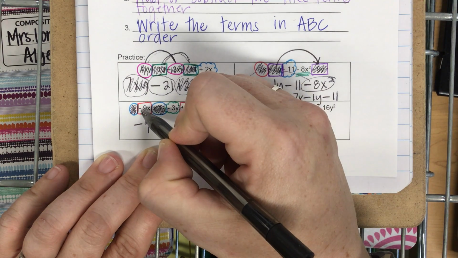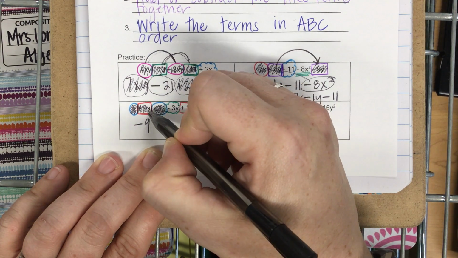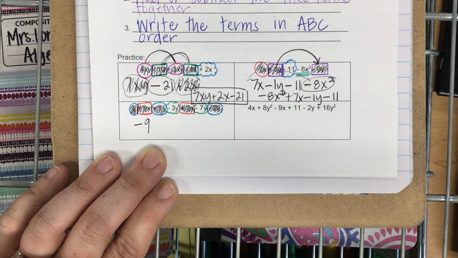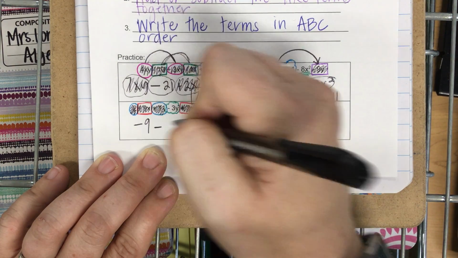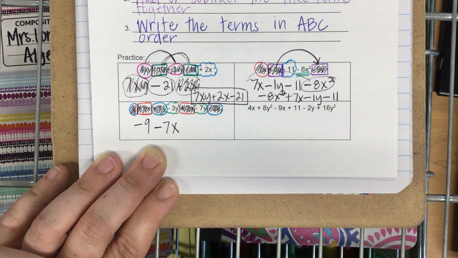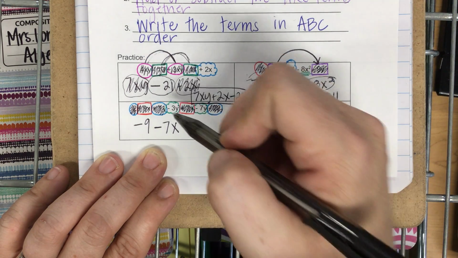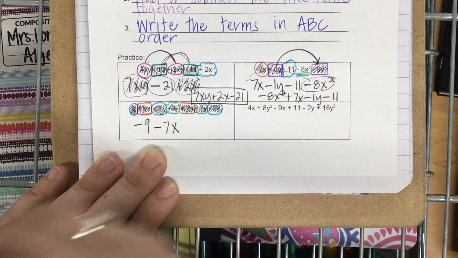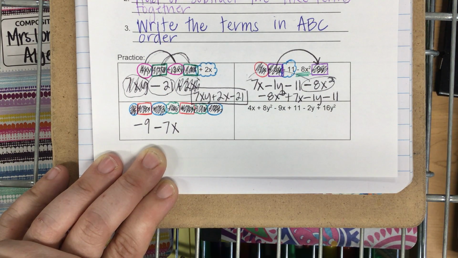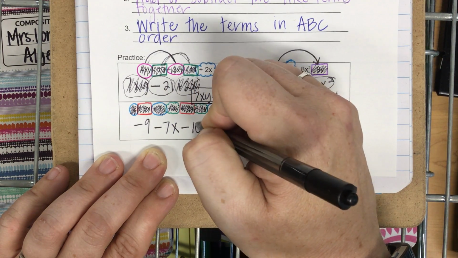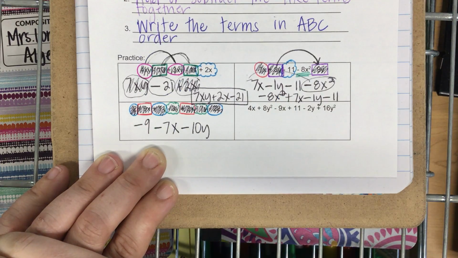I'm going to do negative 9x plus 2x. What's negative 9x plus 2x? Negative 7x. Then I'm going to do my next set of terms, negative 3y minus 7y. Negative 3 minus 7 is negative 10y.